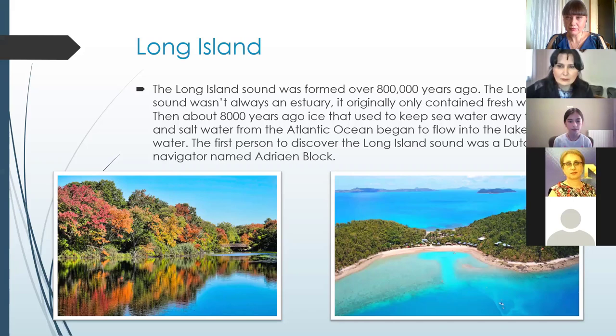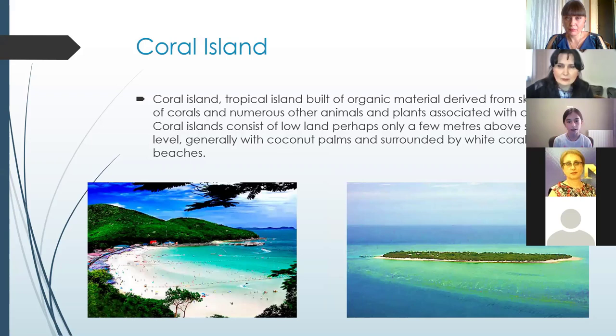Coral Island. Coral Island is a tropical island built of organic material derived from skeletons of corals and numerous other animals and plants associated with corals. Coral Island consists of low land, perhaps only a few meters above sea level, generally with coconut palms and surrounded by water. White coral sand beaches.